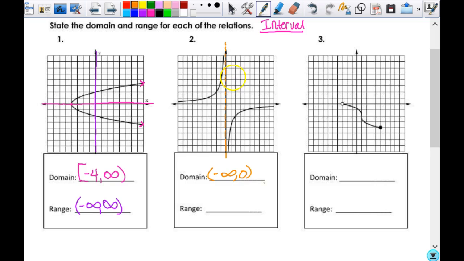Then I got to start over on the other side. So this has to be a union. Remember, no little tail on there. And I go from 0 to infinity. Okay. Then I also have a horizontal asymptote that's going to affect my range. So my range, I'm starting way down here at -infinity, which would be a y value that works, all the way up to, but not including 0. And then I jump on the other side of 0, and it's 0 to infinity.